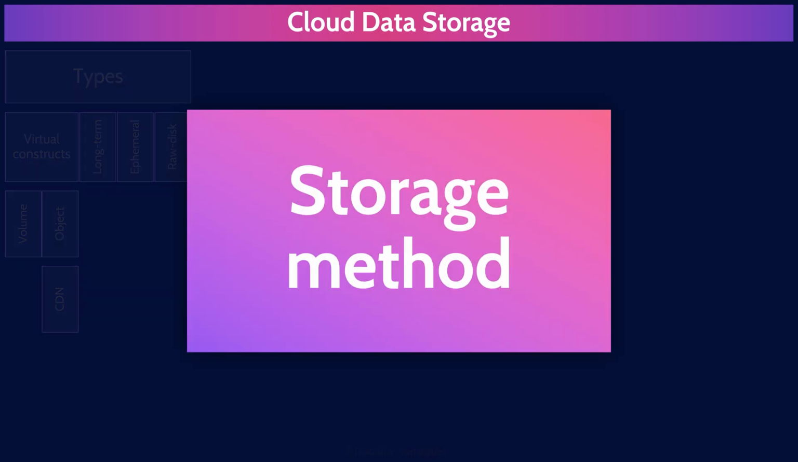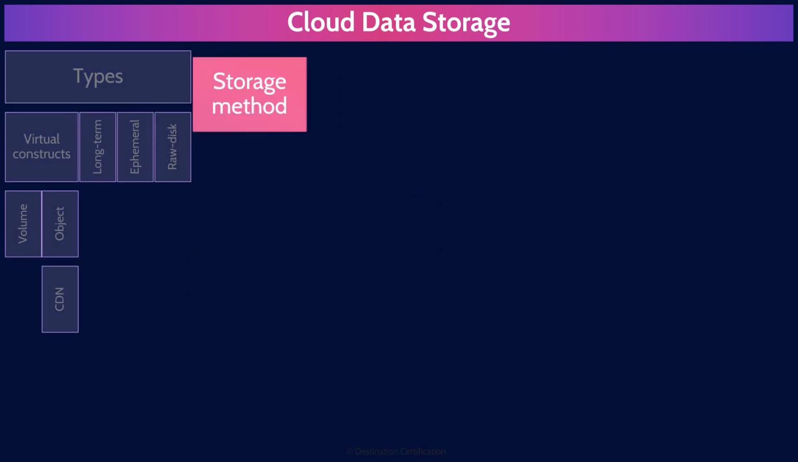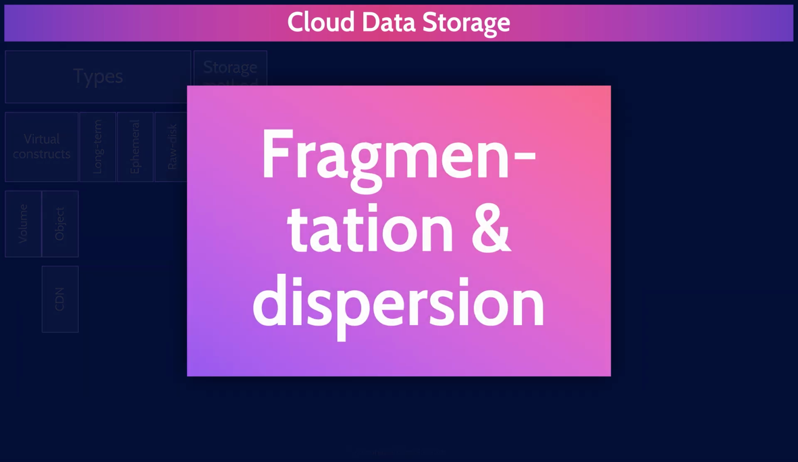Okay, now let's talk about a cool way that data can be stored in the cloud through fragmentation and dispersion, also commonly referred to as bit splitting. Fragmentation refers to the process of breaking down large files into smaller pieces or fragments, which are stored separately across a storage system. This is commonly done to optimize space or speed up access. Dispersion refers to the process of spreading or distributing data across different locations or nodes. Dispersion can provide redundancy, security, and improve performance.